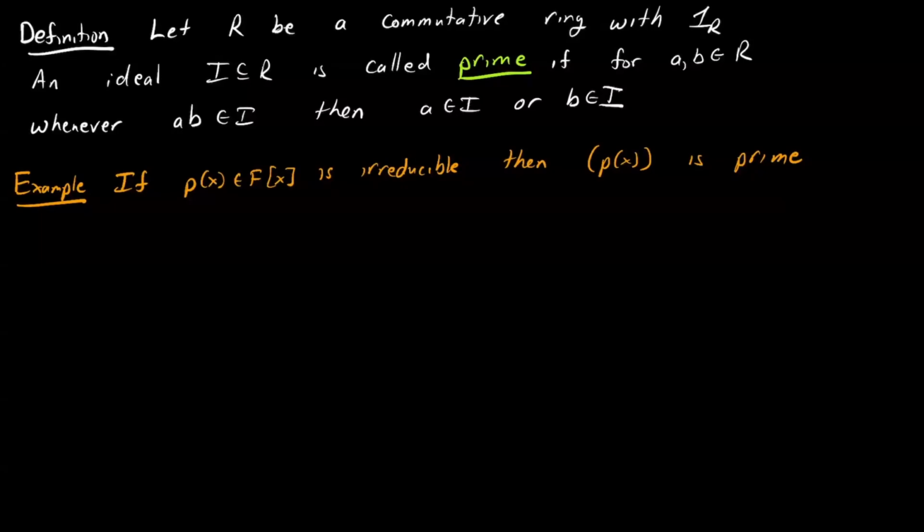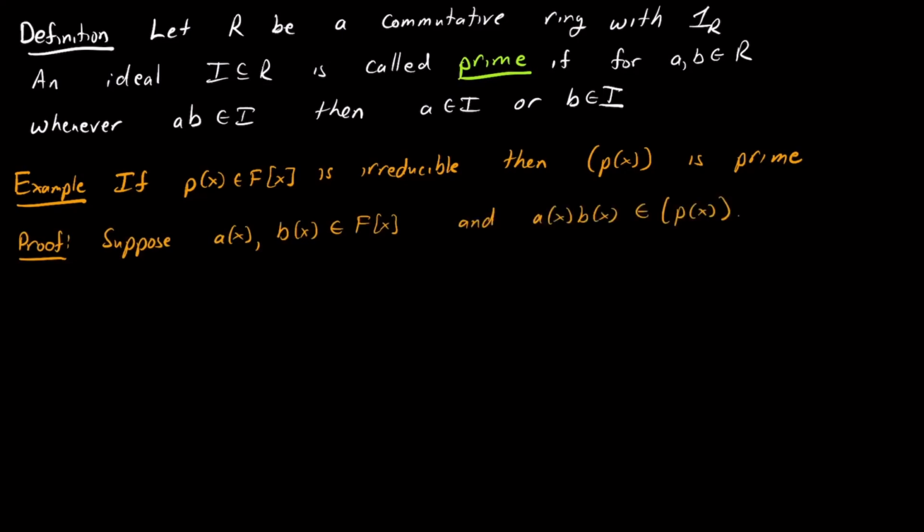Okay, and here's another example. I'll assume P of x is a polynomial in F[x], where F is a field, and I'll assume P of x is irreducible. Then it turns out the ideal that P of x generates is a prime ideal. So let's prove this. Well, let's suppose A of x and B of x are polynomials in F[x], and A of x times B of x is in the ideal generated by P of x. Well, then what do we know?